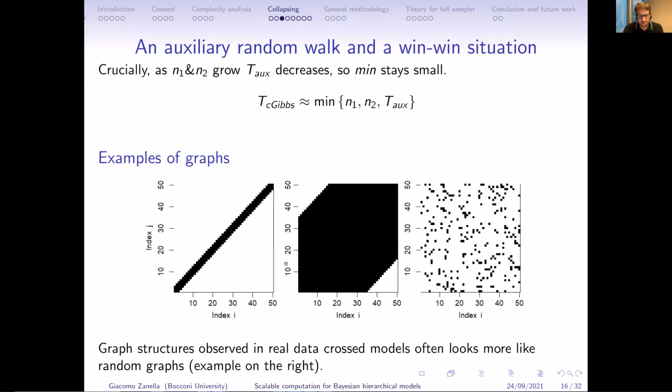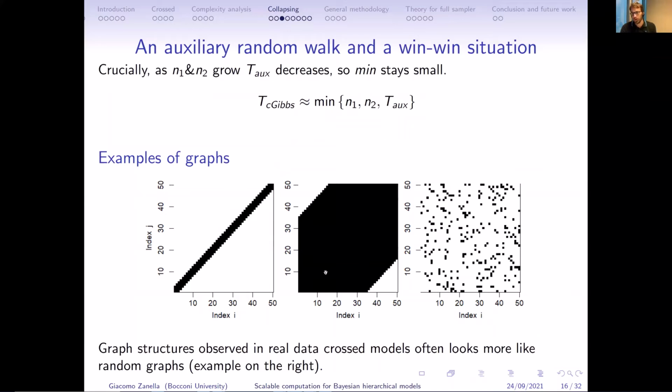Here, I'm making a banded structure just for visual simplicity. On the left, we have N1 and N2, which are small, because we have a few observations per row and a few observations per column. And the random walk mixes slowly, because you can think of it as a kind of Gibbs sampler on this discrete matrix. You pick a row, you sample from the blacks, you pick a column, you sample from that. This is strongly constrained, so it will mix slowly. But N1 and N2 are small, so the minimum will be small.